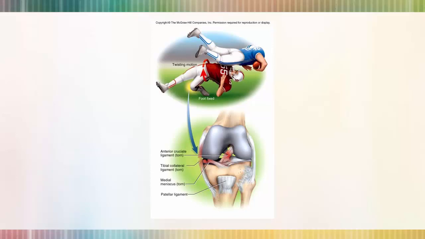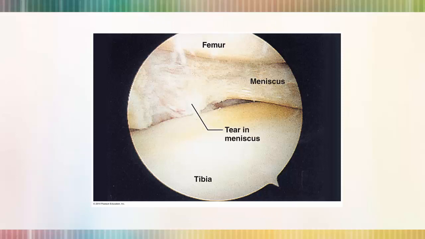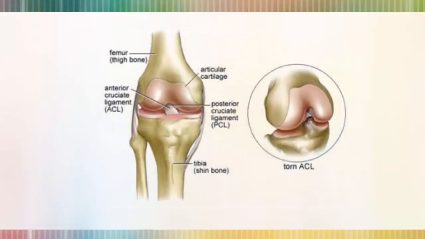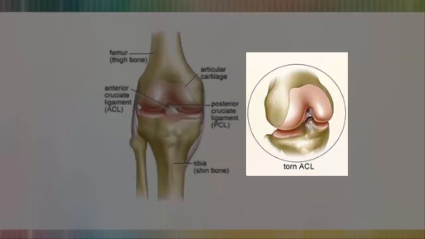Now this picture from an arthroscopic surgery is showing a tear in the meniscus, possibly from one of these types of injuries. The second type of injury occurs when an athlete plants their foot, hyperextends their knee, and turns quickly and causes a rotational stress on the knee that is hyperextended, and this can tear the anterior cruciate ligament.